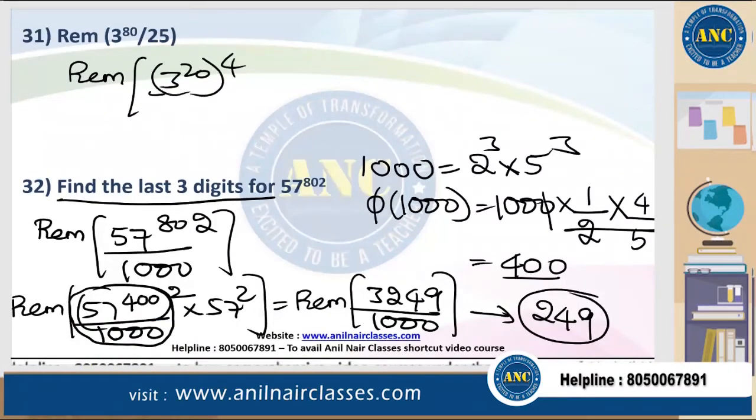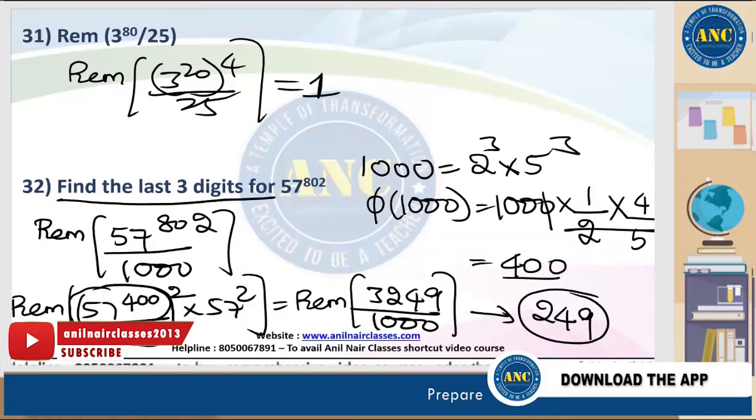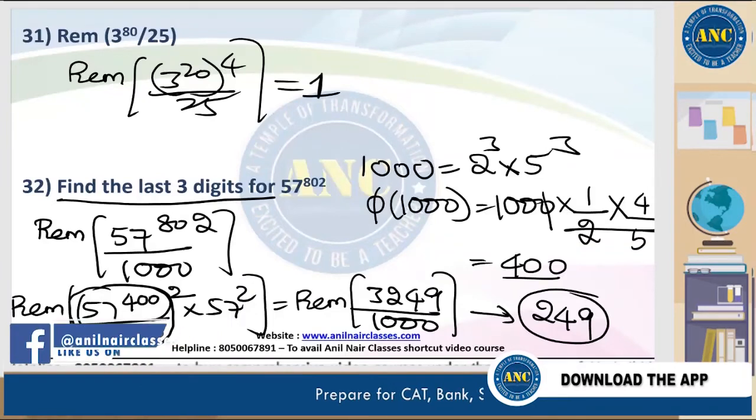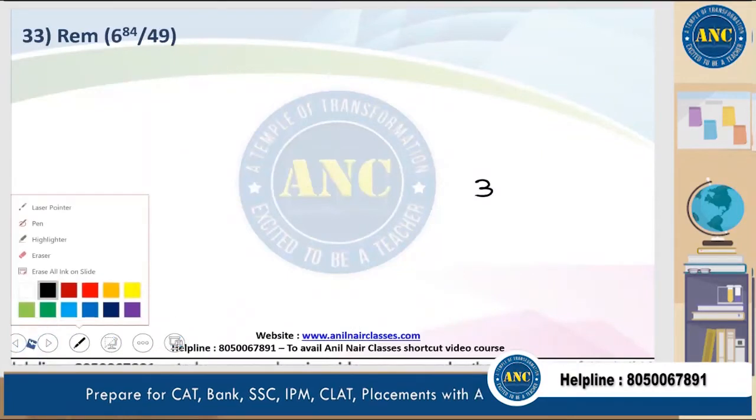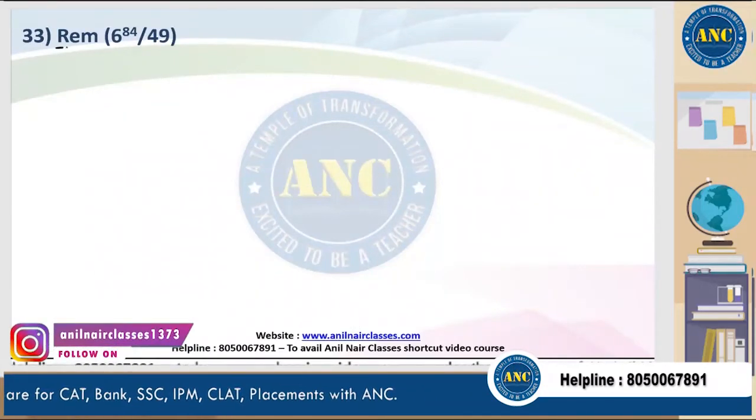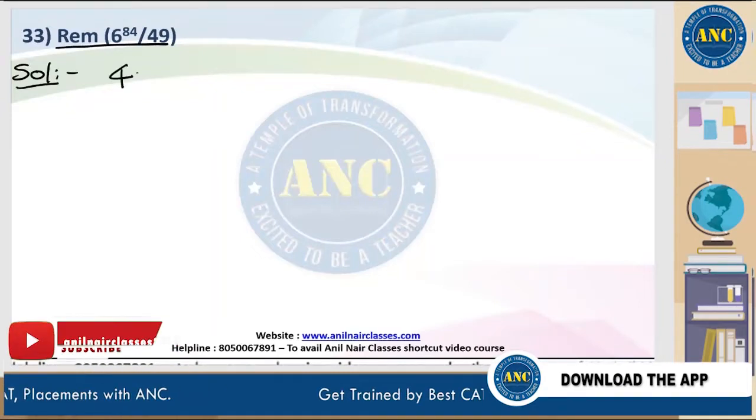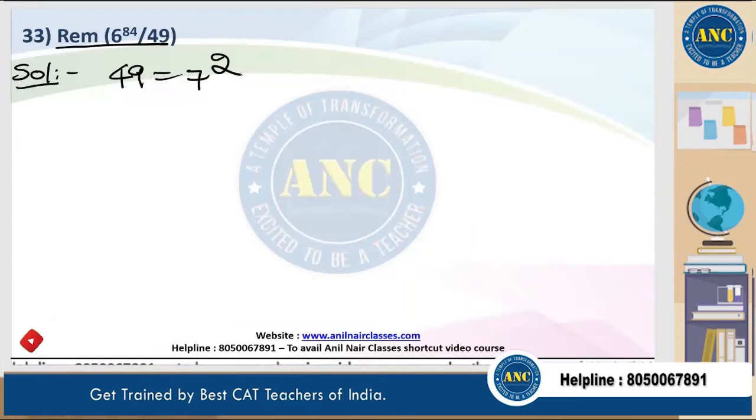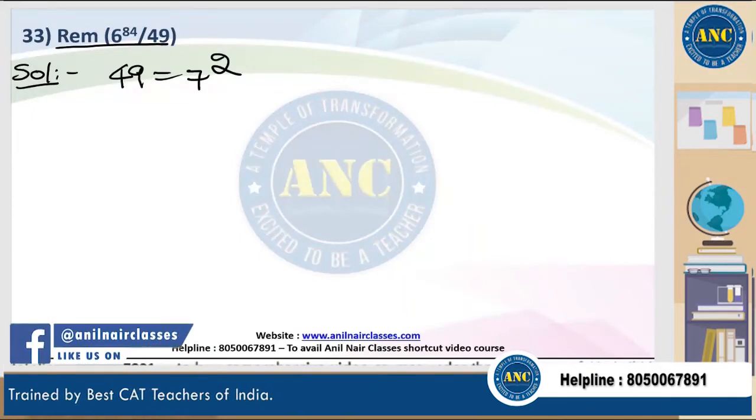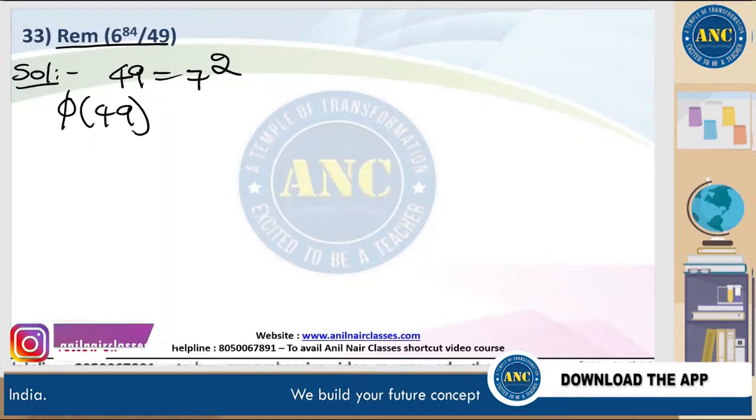3 power 20 power 4 divided by 25, it is 1. I hope the idea is clear. 31. Right? Answer is 1. Next 33. 6 power 84 divided by 49. So 49 is nothing but 7 square. 49 is a composite number. So you can use Euler's theorem.